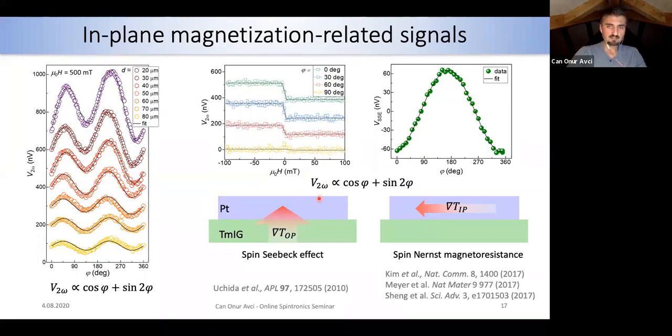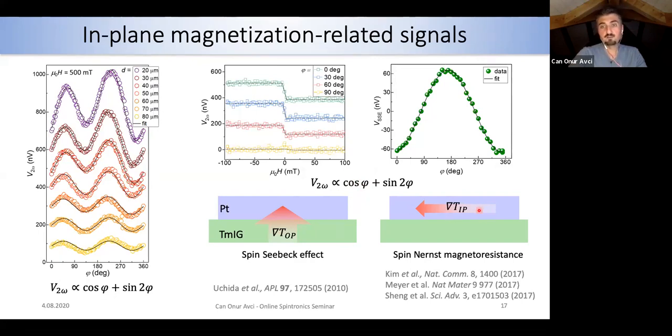The cos φ is easy, because we know that there is the spin-Seebeck effect. There is a temperature gradient out of plane, and that would give rise to an inverse spin Hall effect in platinum that follows this cos φ contribution.